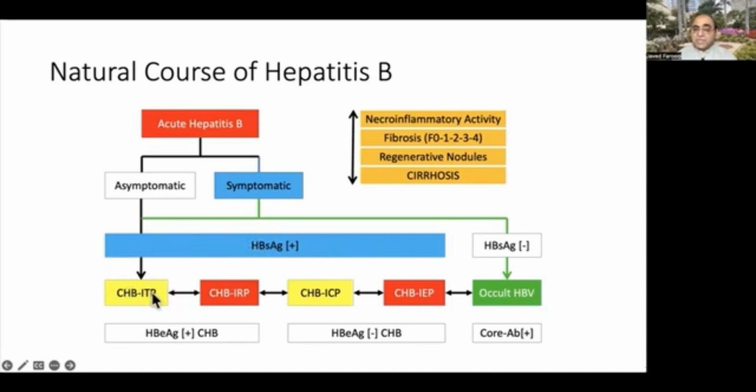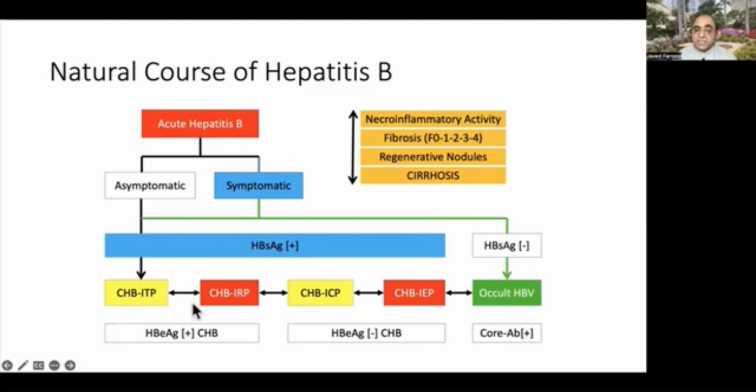Here, typically, it undergoes four stages. The first two are HBe antigen positive chronic hepatitis B phases, and the last two are the HBe antigen negative chronic hepatitis B phases. The first is called the chronic hepatitis B immune tolerant phase, and then the chronic hepatitis B immune reactive phase. The third is the chronic hepatitis B immune control phase, and the fourth is the chronic hepatitis B immune escape phase. And then the fifth is occult hepatitis B, when there is no surface antigen but still core antibodies are there and cccDNA is there.